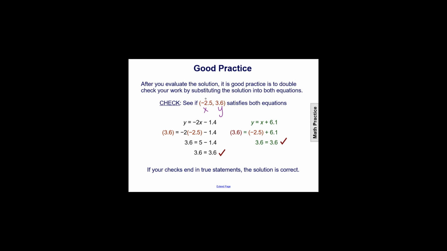So if we substitute them into the first equation, we end up with a true statement of 3.6 equals 3.6. And if we substitute them into the second equation, we end up with 3.6 equals 3.6. So our checks end in true statements, so that is our solution: negative 2.5, comma 3.6. And we used substitution to find it instead of graphing.